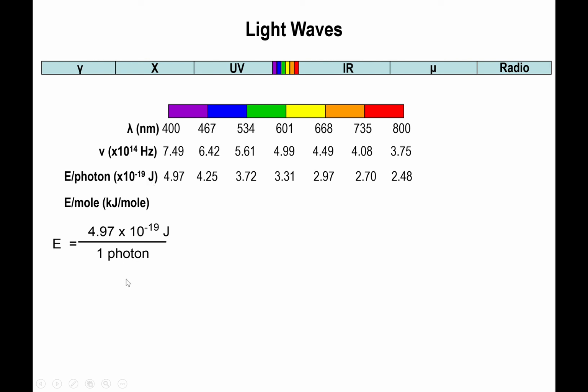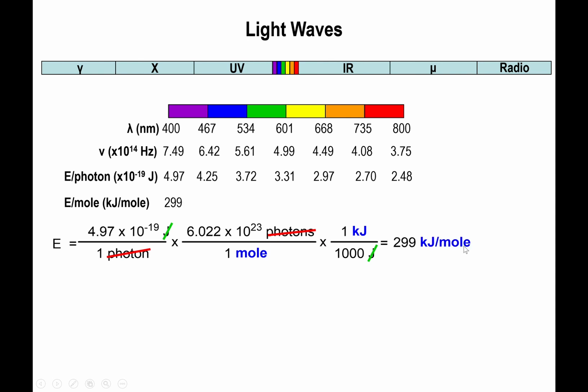Since now we have one photon on the bottom, what we do is we multiply this by Avogadro's number worth of photons, which is equal to 1 mole of photons. That cancels out the photons. And then what you basically do is change the joules to kilojoules. You divide by 1,000 joules, multiply by 1 kilojoule, the joules cancel out, and all you have left over is kilojoules per mole. Here, definitely use parentheses, enter the number, close parentheses, times, open parentheses, enter Avogadro's number, close parentheses, press enter. Divide by 1,000, press enter. You should find out that the value is 299 kilojoules per mole.